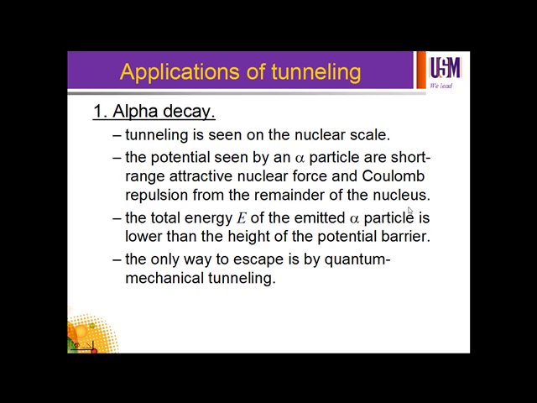The alpha particle is positively charged. Inside the nucleus you have protons, which are also positively charged. So there is a Coulomb repulsion between this alpha particle and the protons inside the nucleus. The total energy E of the emitted alpha particle is lower than the height of the potential barrier.